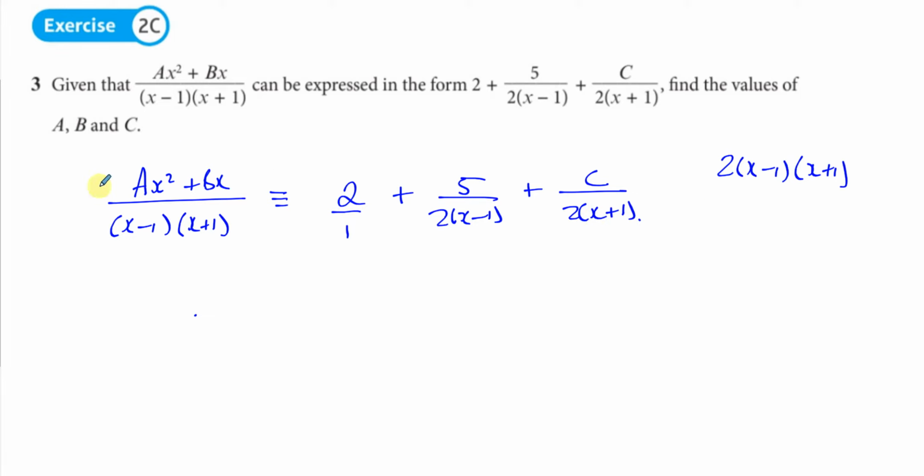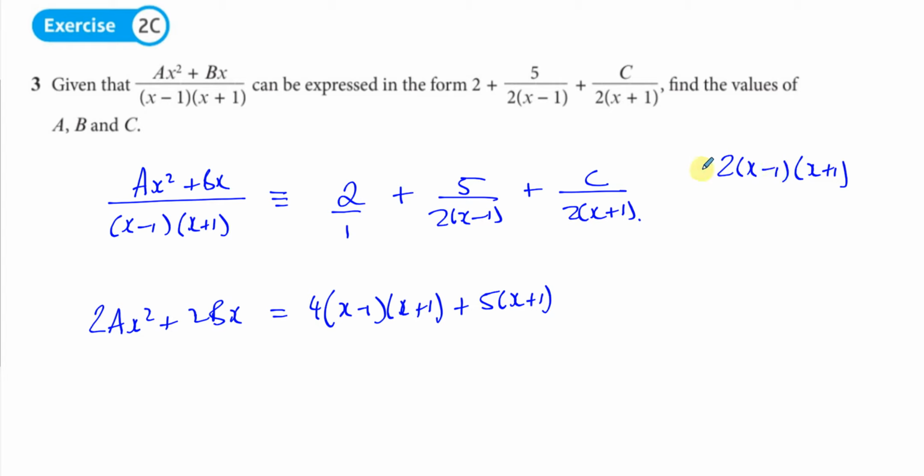So if I multiply this side by 2(x minus 1)(x plus 1), well, the x minus 1 and x plus 1 will cancel out, and you're left with 2ax squared plus 2bx. If I multiply this term by that, I'm going to get 4(x minus 1)(x plus 1). This term by that, the 2 and the x minus 1 cancel, leaving you with just the x plus 1, so 5 times (x plus 1). And then if I multiply this term by this, the 2 and x plus 1 will cancel, leaving you with c times (x minus 1). Okay, the 2's cancelled out and the x plus 1's cancelled out.